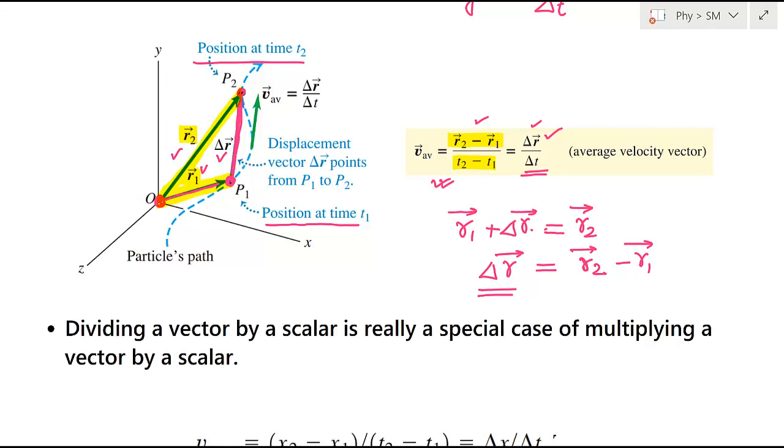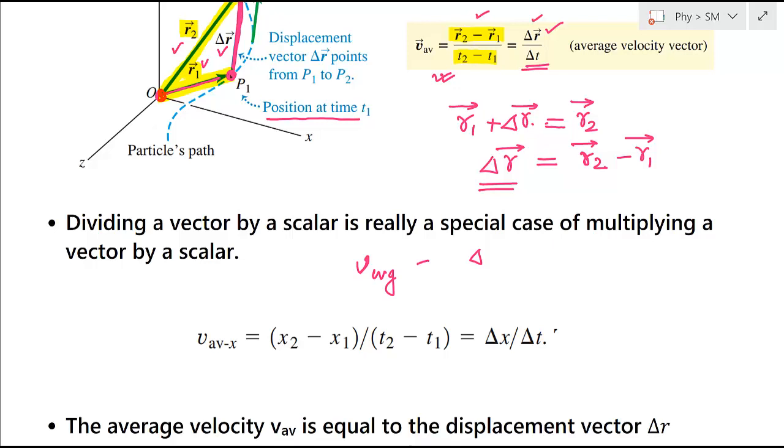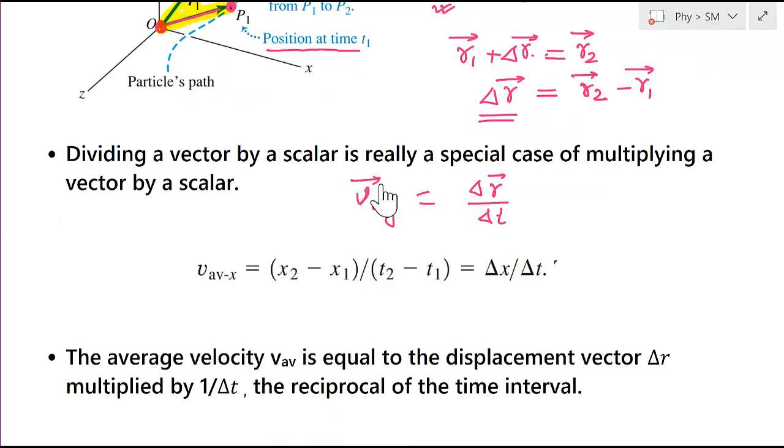So is average velocity a scalar or a vector? You see, this is a vector quantity. Why is this so? Because we are calculating average velocity as the change in position vector divided by time. What we are doing is simply multiplying the delta r vector by 1 by delta t. So this is your average velocity.